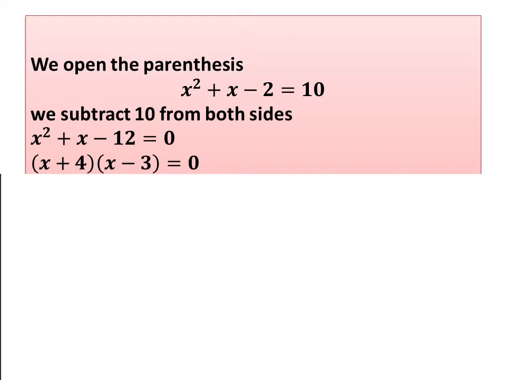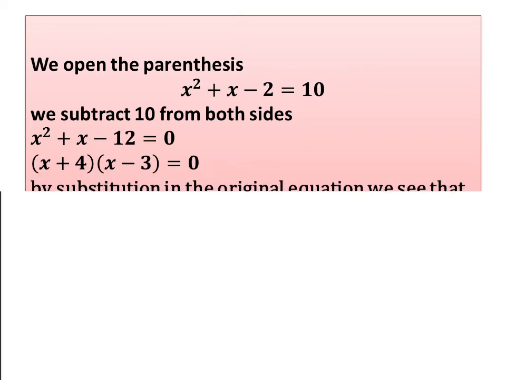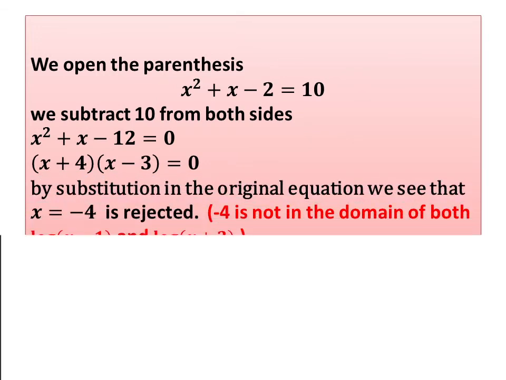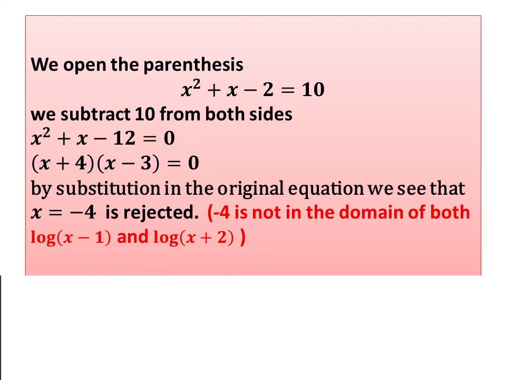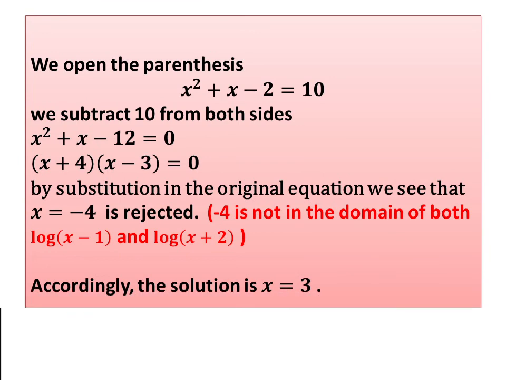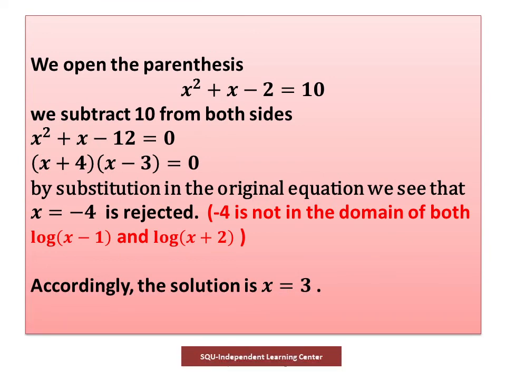This can be factored into two factors, (x + 4) and (x - 3). Their product is 0, so this implies that either x is equal to 3 or x is equal to -4. By substituting in the original equation, we see that x equals -4 is rejected. Accordingly, the solution is x is equal to 3.